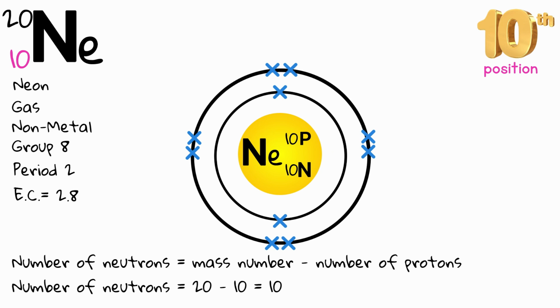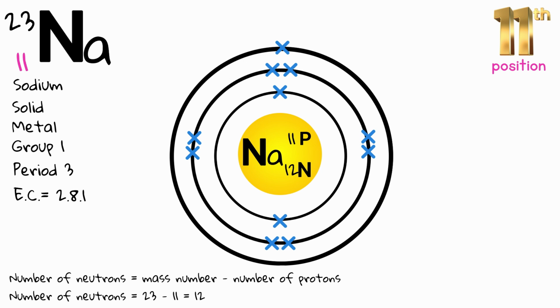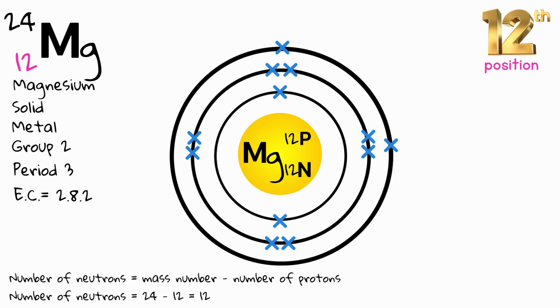If you look at that energy level, it is completely filled. It's maxed out. So neon ends this period, and we're going to start with a whole new period. So now we're in period 3 with sodium in the 11th position. Then we have magnesium in the 12th position.